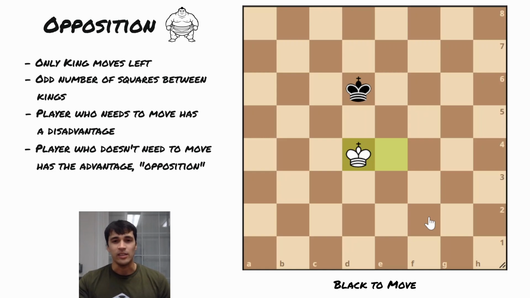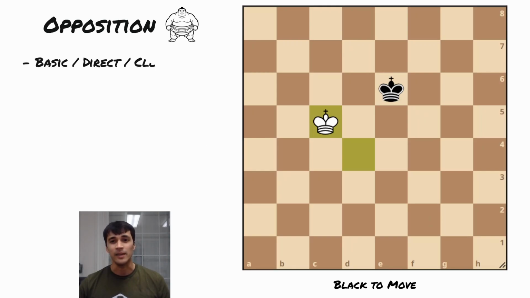Also, if the king goes to one side, white can choose to go to the opposite side and take the space that black gave up. So white can go king c5, which is maneuvering around the other king. So opposition can be used offensively also, to force the king to go to one side and take the opposite side. So opposition can be used defensively and offensively.